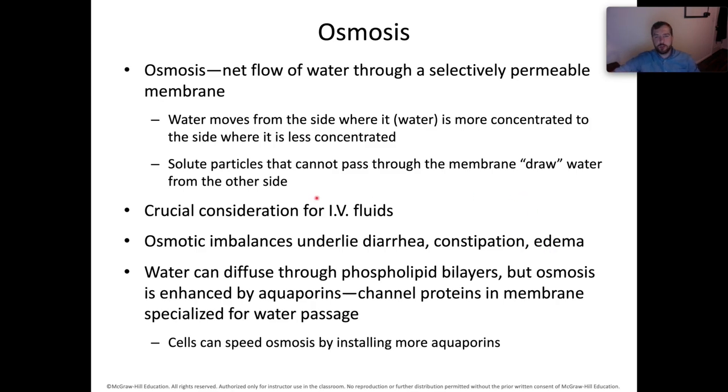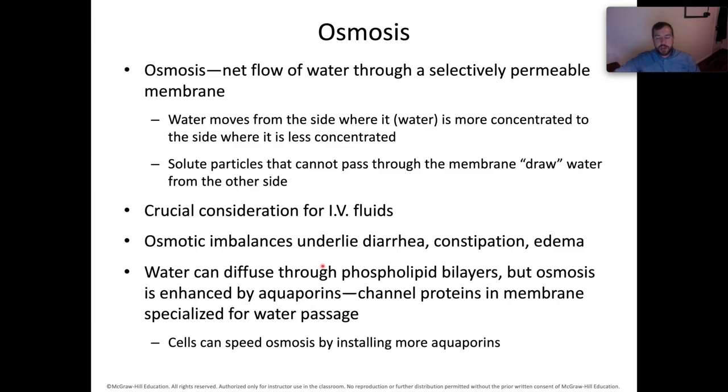Water follows solute. So water will move to where it can be less concentrated, down that concentration gradient. So particles like sodium, for example, we refer to as drawing water. So water will follow these solutes. This is a big consideration for IV fluids, and partially why we put different ions like sodium, potassium, etc. in IVs. We have to have osmotic balance to treat things like diarrhea, constipation, edema, etc.